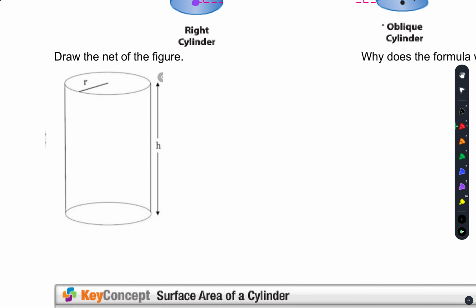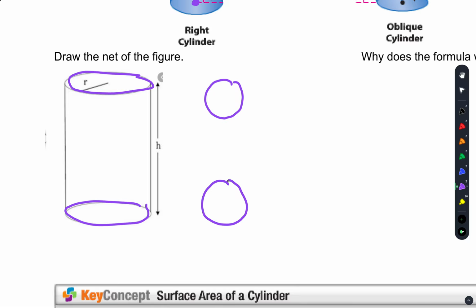I like to start out with the net because I like you to be able to see where this formula is coming from. So let's talk about this. Let's draw out the net of this shape. I know I have two circular bases, and they each have a radius r. And then if I unfold that lateral surface on the outside, on the sides there, what shape does it make? It should make a rectangle. So we're going to draw a rectangle in the middle of these two circles.